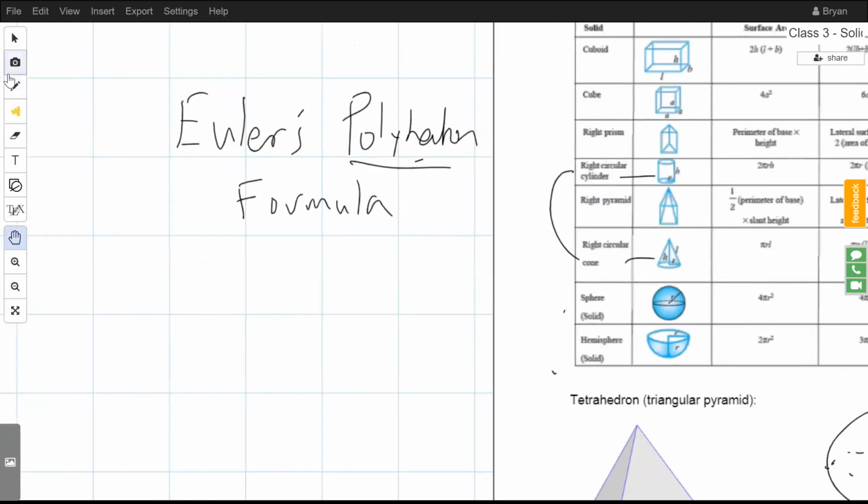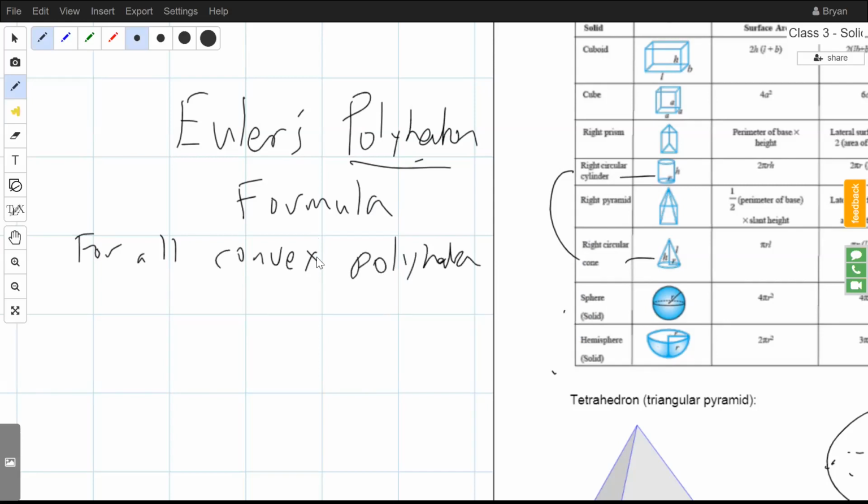And so for all convex polyhedra, which basically means that it doesn't cave in, it's more like a ball shape, so to speak. That's not a very rigorous definition, but you can just think of it that way. For all convex polyhedra, you'll have a special relationship between the number of faces, the number of edges, and the number of vertices.